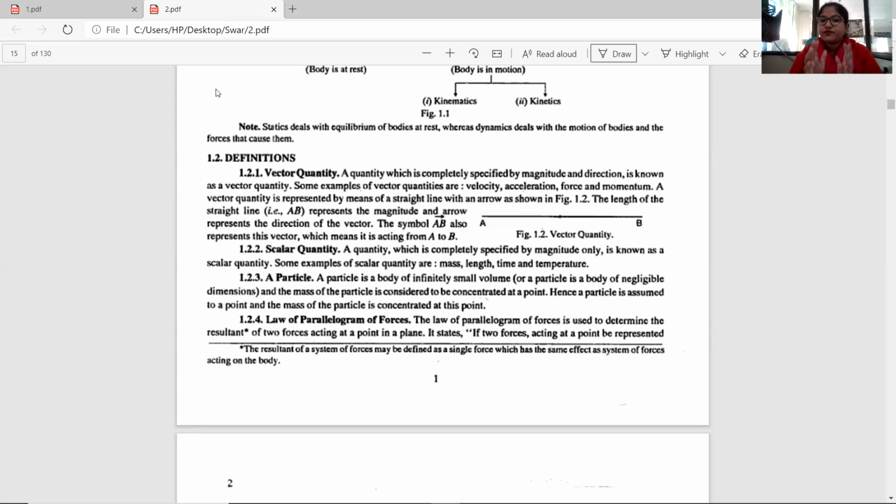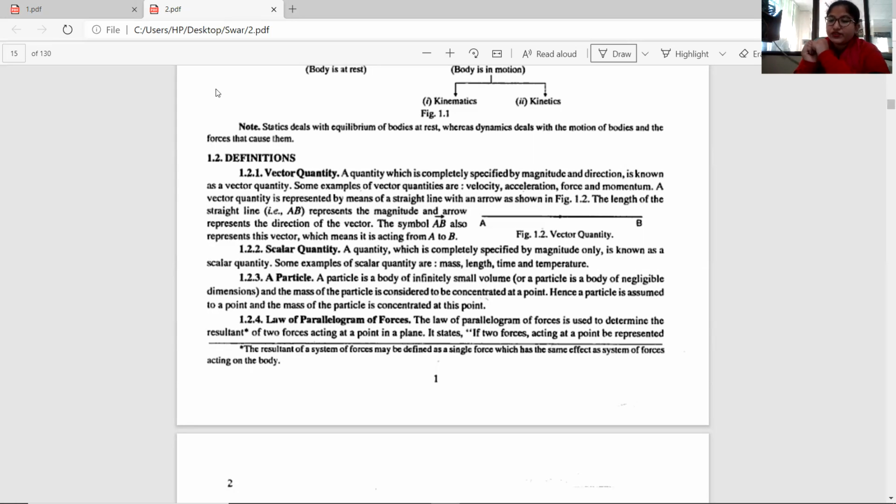So that is my differentiation between the quantities, which is vector and scalar. The next is particle. A particle is a body of infinitely small volume, almost negligible in dimension, and the mass of a particle is considered to be concentrated at a point. So that is known as my particle.